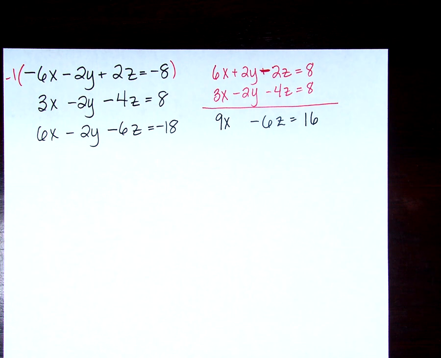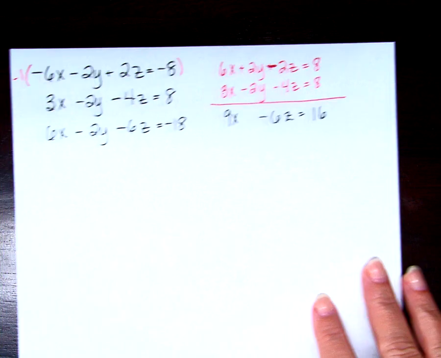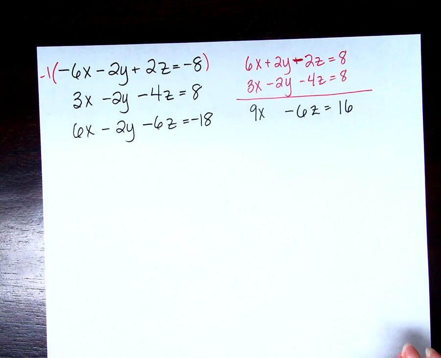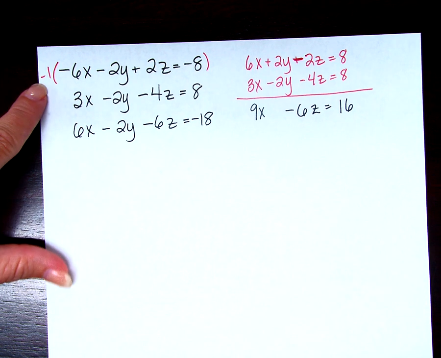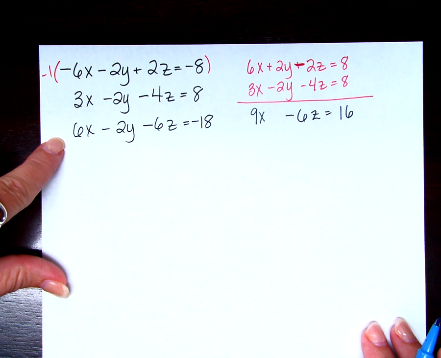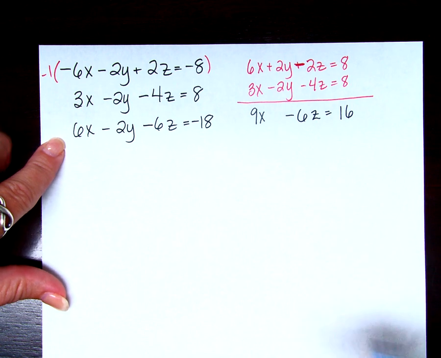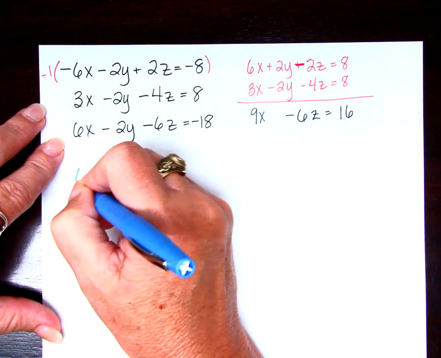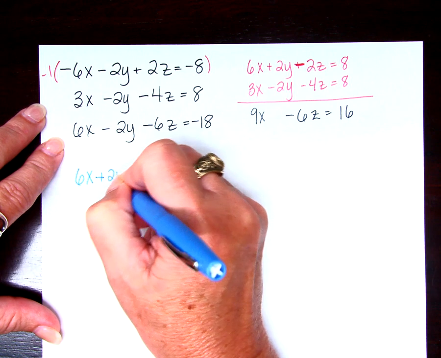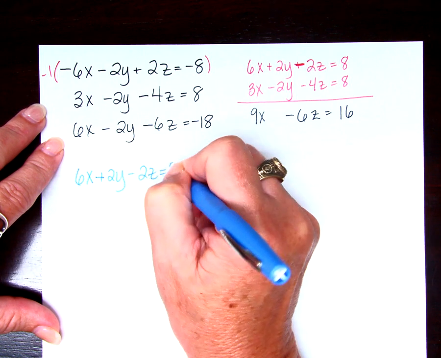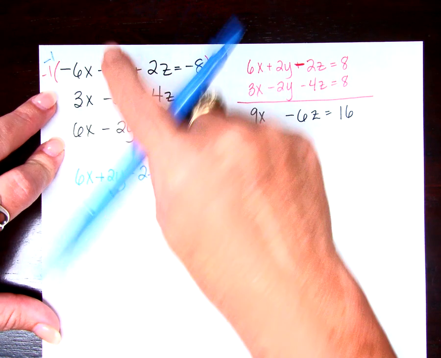Okay. What do I need to do now? I eliminated y once. Now I need to eliminate y again. Remember, we have to do it twice. Most of the time we have to do it twice. So if I'm eliminating y again, what do you want to do? You still want to multiply the top by negative 1? If I do, can I combine it with the bottom one this time? Yes. So if we do that, then I still get negative 6x plus 2y minus 2z equals 8. And that's me multiplying the top one by negative 1.